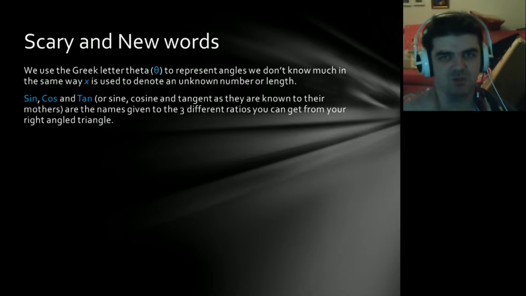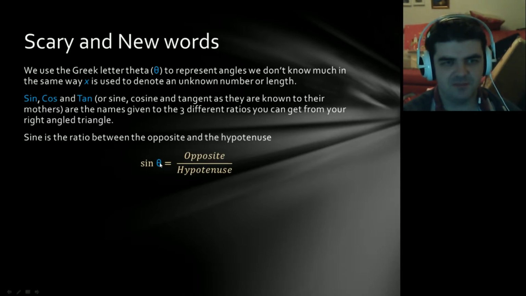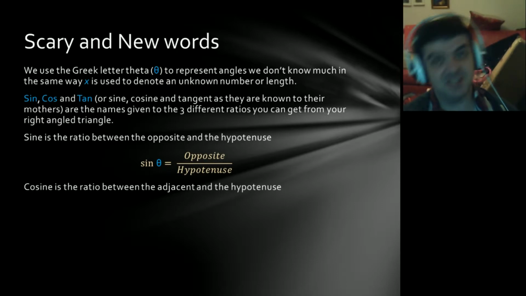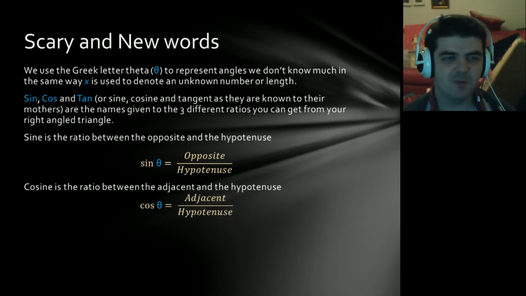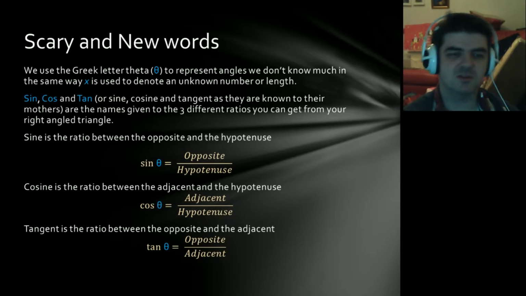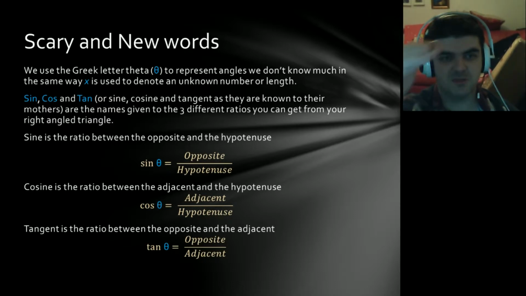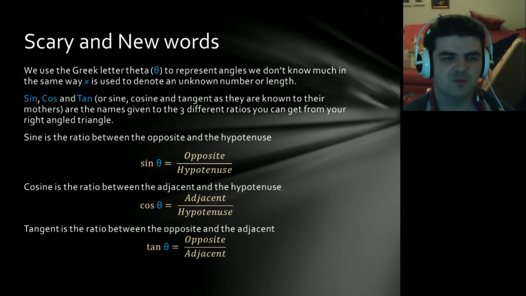Ratio is just when you divide one number by the other one. So it works something like this. Sine is the ratio between the opposite and hypotenuse, which gives us the formula sine of theta equals the opposite divided by the hypotenuse. Cosine is the ratio between the adjacent and the hypotenuse, so cosine of theta equals adjacent divided by hypotenuse. And tangent is the ratio between the opposite and the adjacent: tan theta is opposite divided by adjacent. The hypotenuse always goes on the bottom, and the other ones alternate on top. So remembering these is quite important.